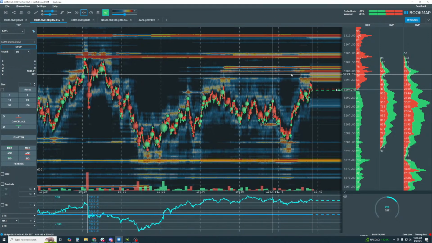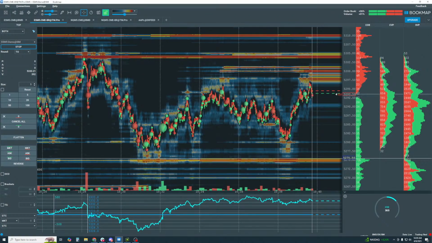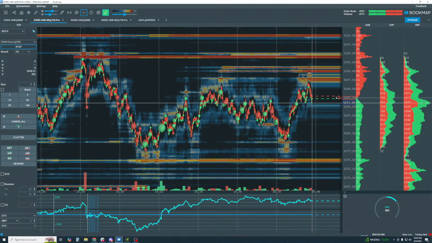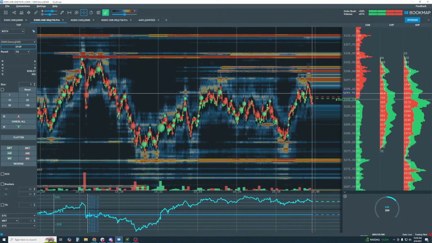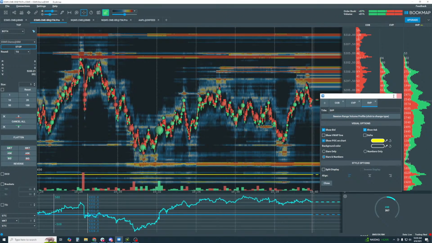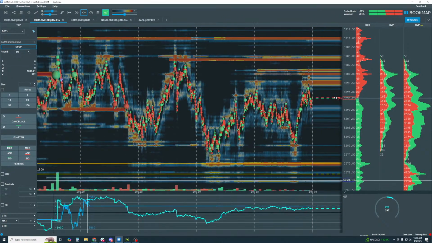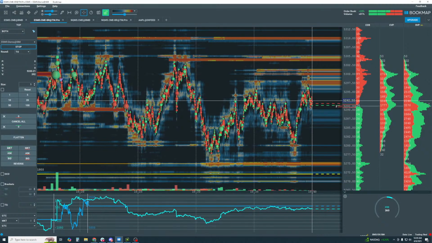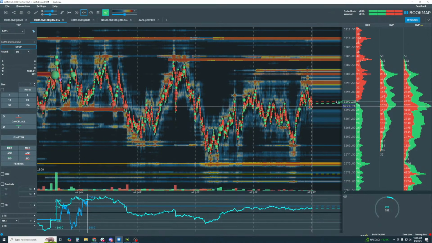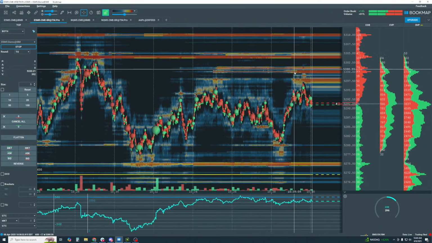So no matter what it is, this is a low volume node down here. Here's a high volume node up here. Right? I don't know if it's point of control or not. Let's turn it on. No, I have it down here, right? But this is developing. It's going to turn in probably very soon, right?